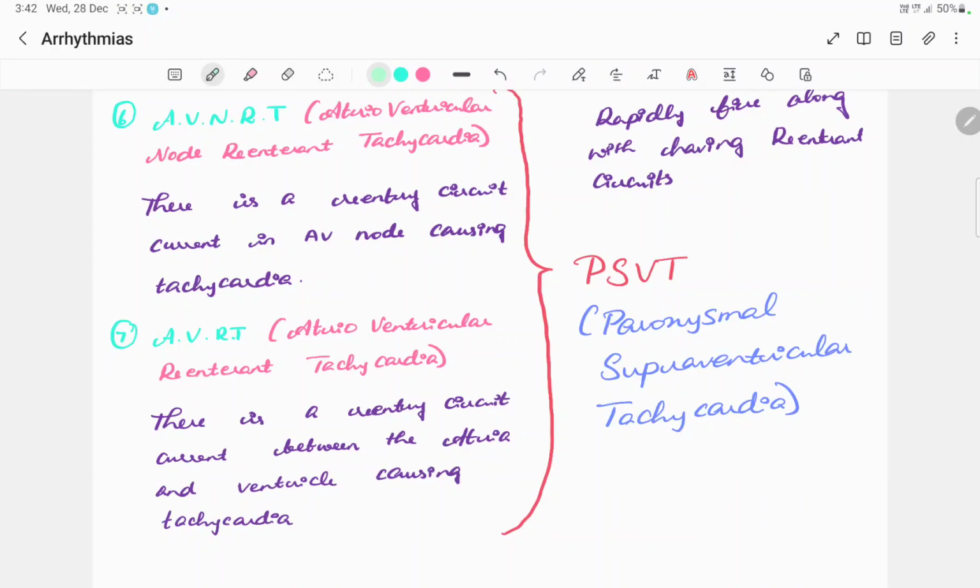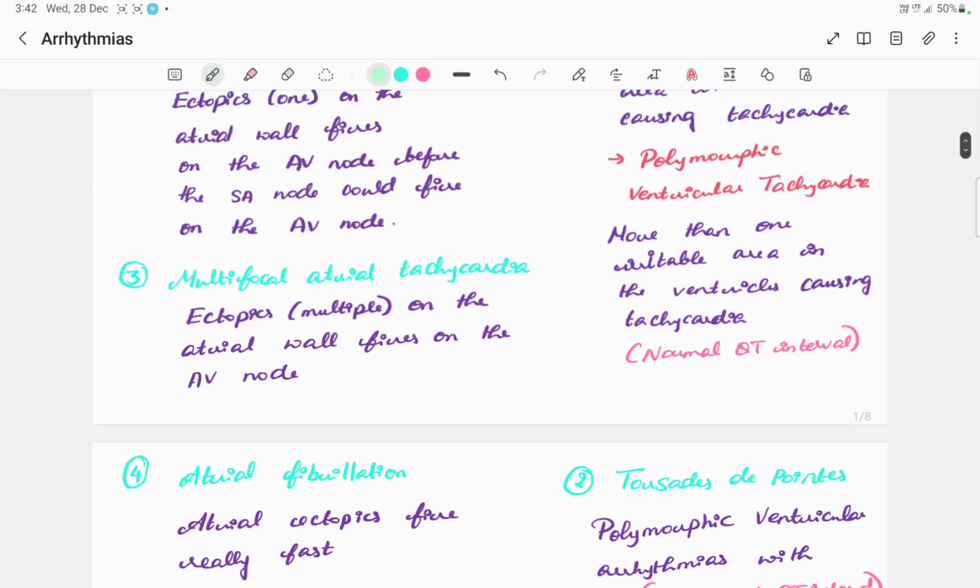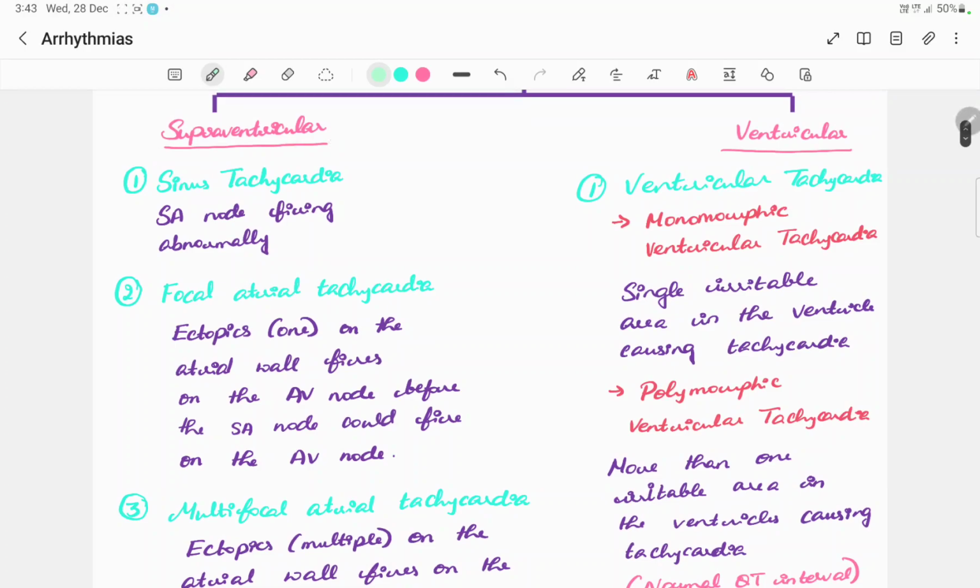One is AVNRT, the other one is AVRT. AVNRT is the atrioventricular node reentrant tachycardia, and AVRT is atrioventricular reentrant tachycardia. So the AVNRT is when there's a re-entry circuit current in the AV node, which causes tachycardia. And in AVRT, there is a re-entry current between the atria and the ventricle, which causes tachycardia. These are the 7 types. So this AVNRT and AVRT together, we call it as paroxysmal supraventricular tachycardia. So we've seen about supraventricular tachycardia.